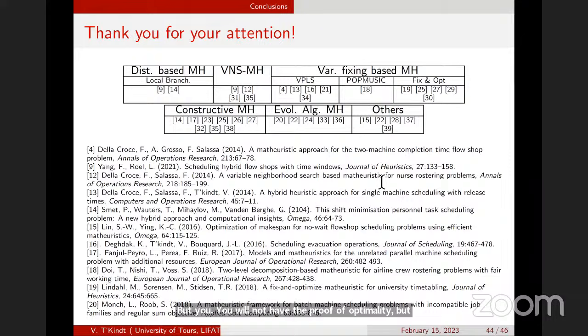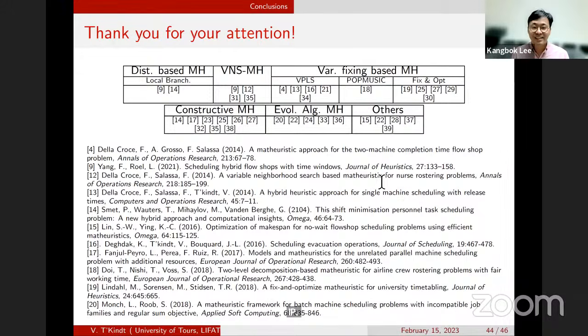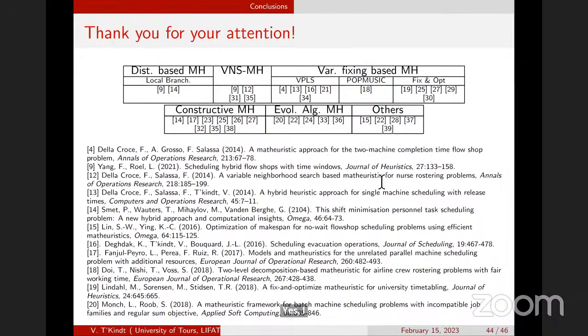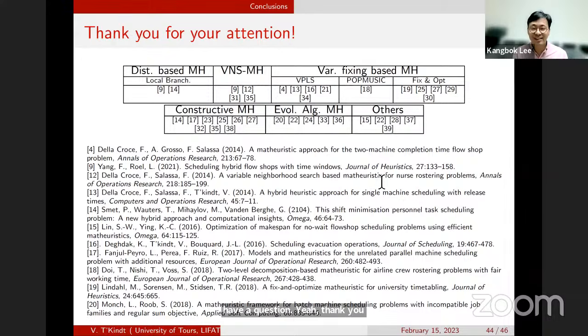Okay. Next question, please. Yes, I have a question. Thank you for a very nice talk. Do you have any experience using constraint programming instead of mixed integer programming? Oh, that's a really good question.